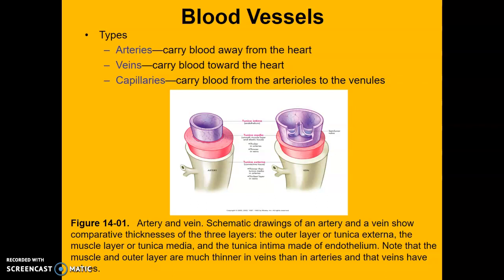So there are three types of blood vessels I just mentioned: arteries, veins, and capillaries. Arteries always carry blood away from the heart. We don't focus on whether or not that blood contains lots of oxygen or not. Arteries just carry blood away from the heart. Veins carry blood toward the heart. Again, oxygenated and deoxygenated content is not important here.